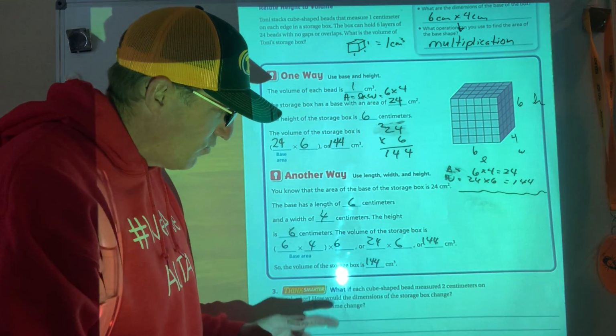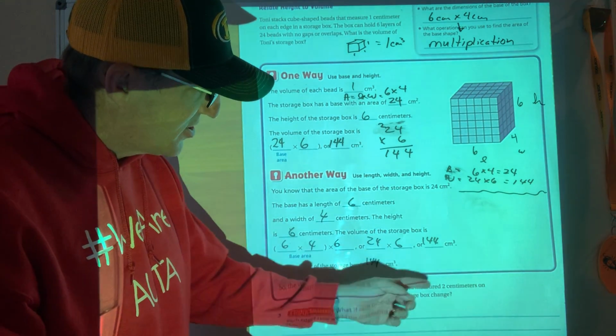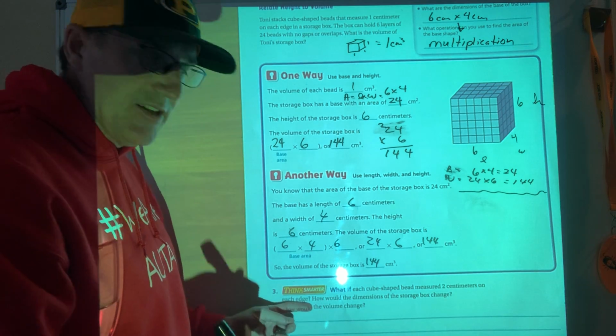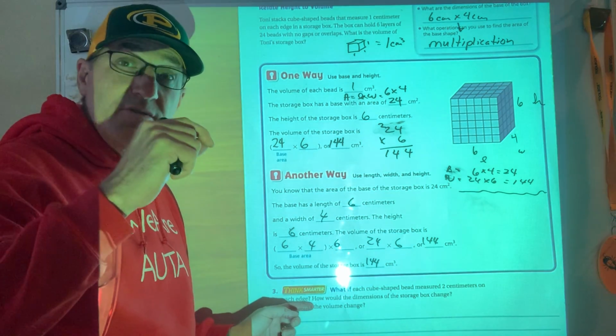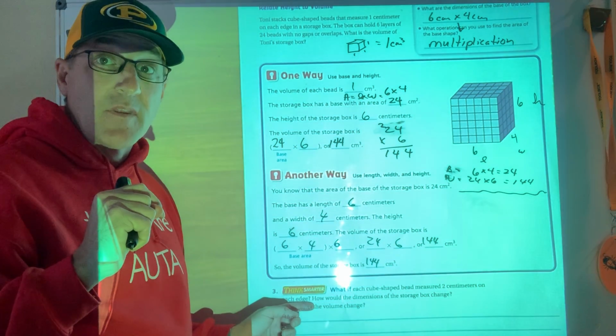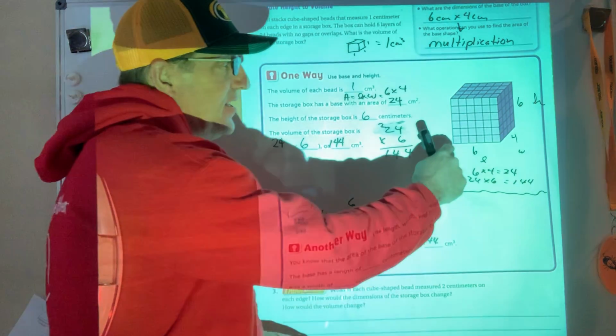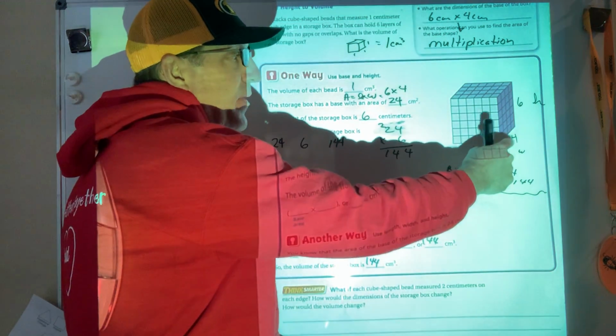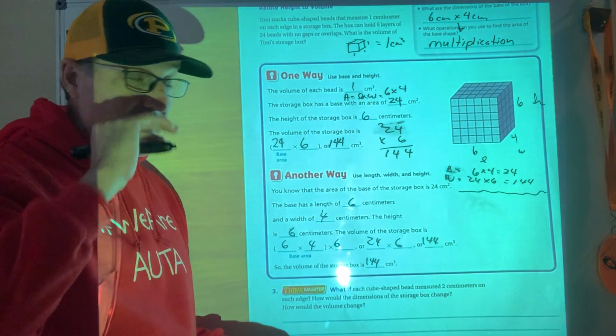Down here is an interesting question. What if each cube-shaped bead measured 2 centimeters on each edge? So the length goes from 1 to 2. It's a change of 1 centimeter. Okay, now how is that? If each of these is 1 bigger, how is that going to change everything? It goes from 1 to 2.